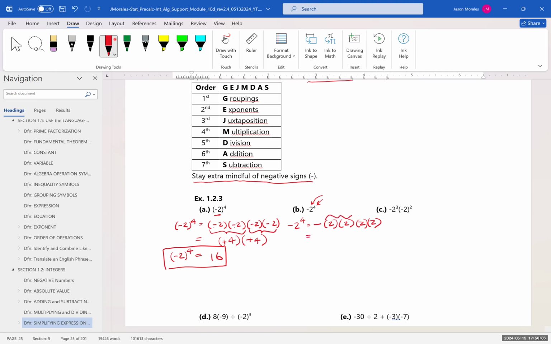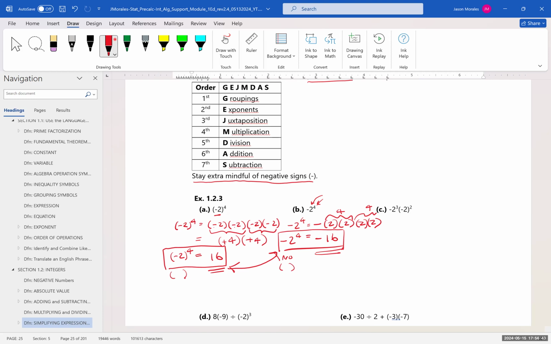And so, here 2 times 2 is 4, 2 times 2 is 4, and 4 times 4 is 16. And this negative stays. Nothing was ever multiplied to it. So -2 to the fourth power is -16. So see the difference here. This one is a -16. This is a +16. Just because of where we had a pair of parentheses here, but we did not have parentheses there.